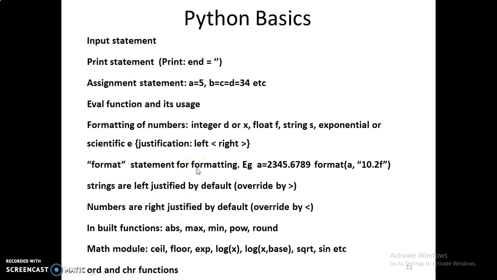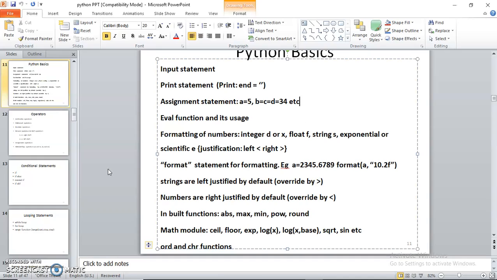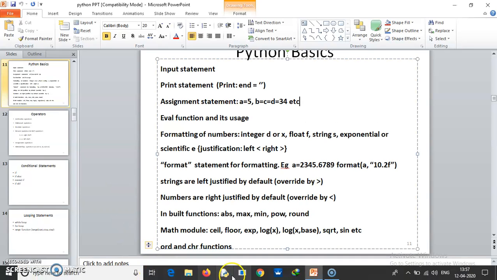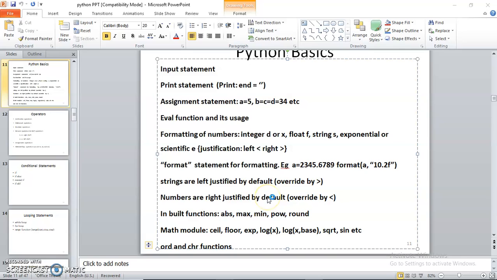So by default, you see the numbers, the strings, they are left justified by default when they are printed. You can override it by a greater than symbol. And by default, the numbers are right justified. So this can be overridden by the less than operator or the less than symbol. Now the format statement is used to print the output as per our specification. So let's begin a Python session and see how we can work around with the various formats.